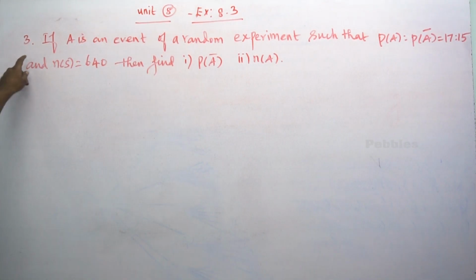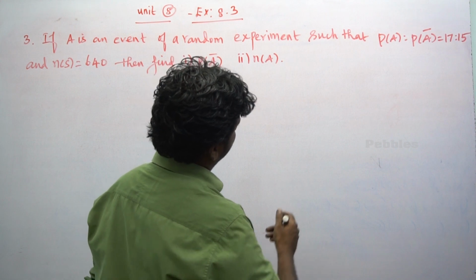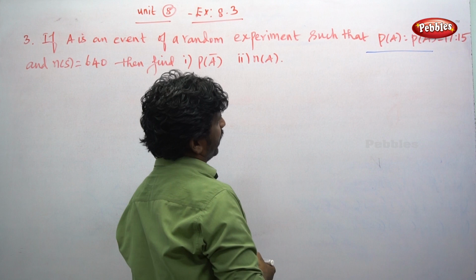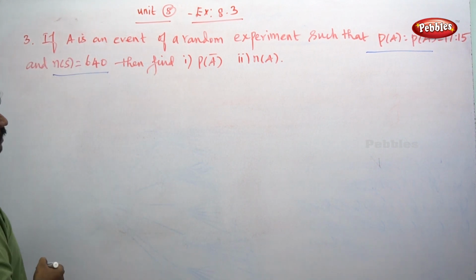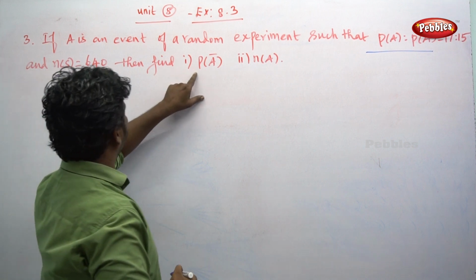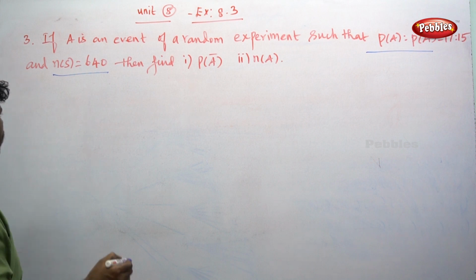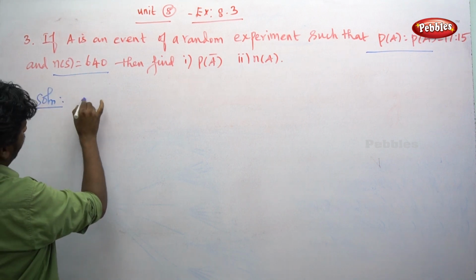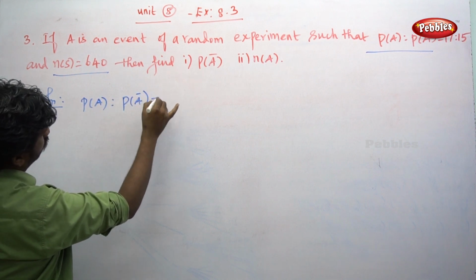Question number 3: If A is an event of a random experiment such that P of A to P of A bar is equal to 17 is to 15 and N of S is equal to 640, then find P of A bar, the second point N of A. Right, so see now, the solution. So what is given, the P of A to P of A bar is equal to what?